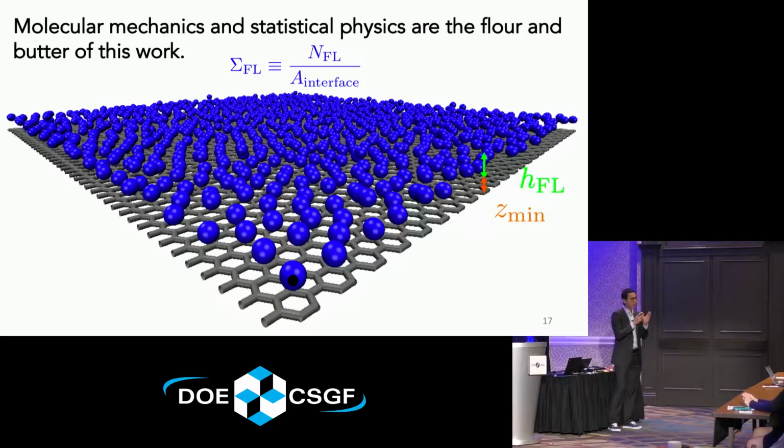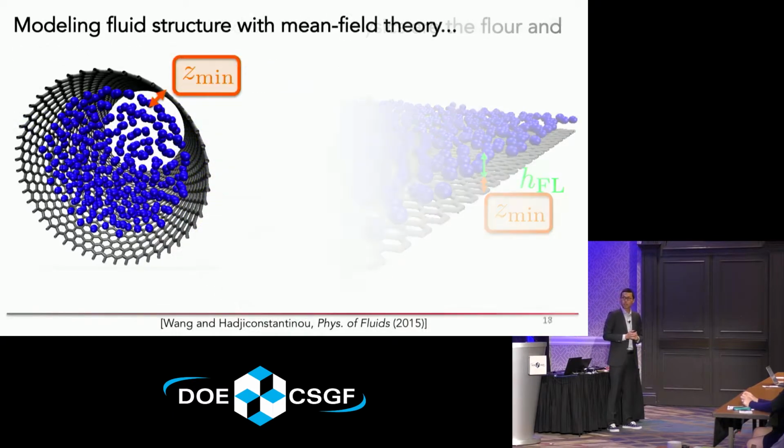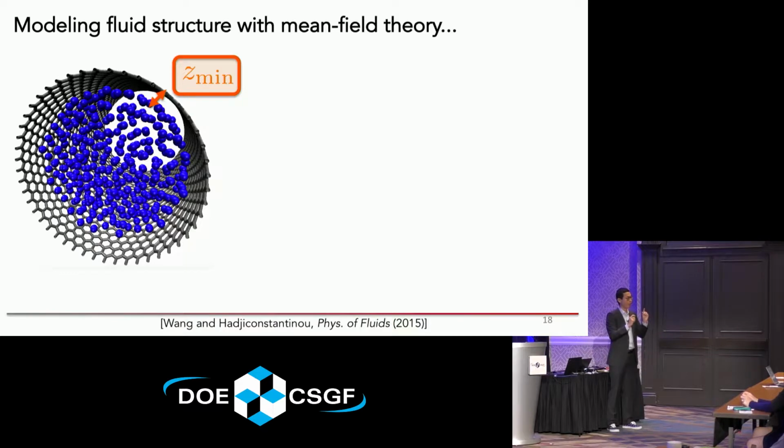In order to make sense of these quantities, I like to use tools that are drawn from molecular mechanics and statistical physics. I think of these as the flour and the butter of my work, with simulations and high-performance computing being the eggs that really help bind everything together. We can walk through some examples. The first one I want to talk about is this quantity Zmin. It's called out here in orange for that carbon nanotube system. You can see that distance between the wall and the onset of fluid layering.